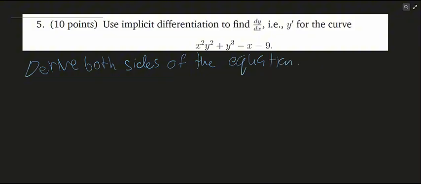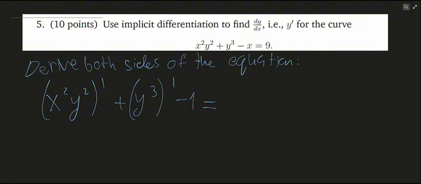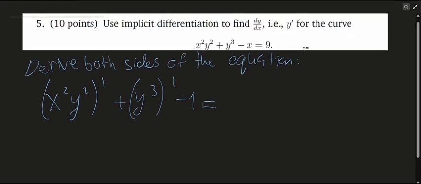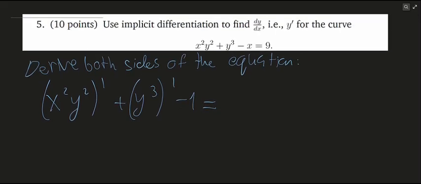Good. Now, on the left side, you've got x squared times y squared. You want to derive that. So let's leave that as a prime for the time being before computing, plus y cubed prime. Now what's the derivative of negative x right here? That's especially simple. That's negative 1. That is equal to the derivative of the 9 on the right, and the derivative of a constant number not attached to a variable x or y is obviously 0.